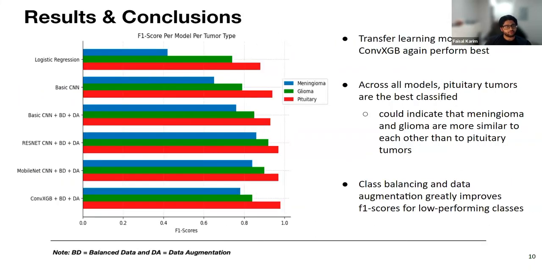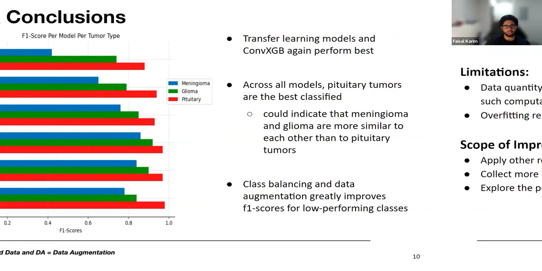Now, this is a graph of our F1 score per model per tumor type. And once again, we noticed that the transfer learning models and the conv-XGB model worked the best. Across all the models, the pituitary tumors were classified the best. And this could indicate that meningioma and glioma are more similar to each other than the pituitary tumors. And also, once again, we noticed that the class balancing and data augmentation greatly improved the F1 scores for the low performing classes as well.